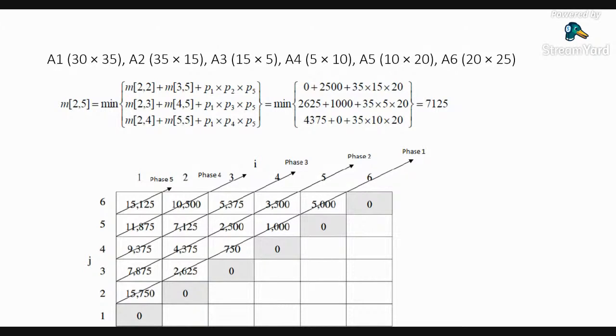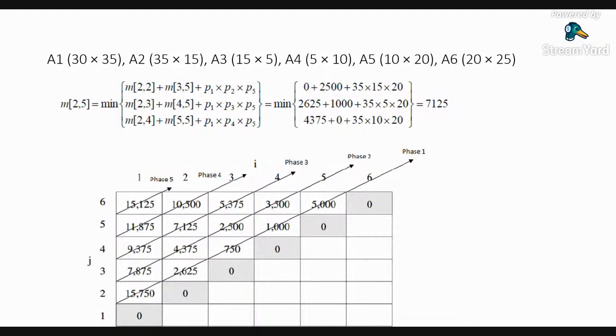So initially, this is the initialization. Mij, sorry, Mii is equal to 0. Means M11 is 0, M22 is 0, M33 up to M66 is 0. Okay. Now, in phase 1, we will be computing M12, M23, M34, M45, M56. What does it mean?